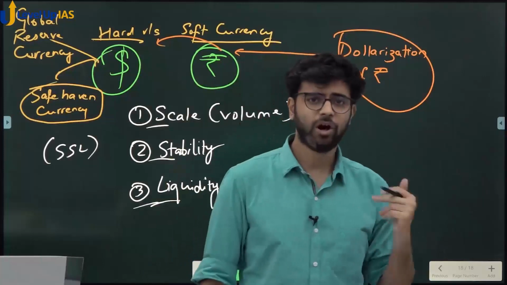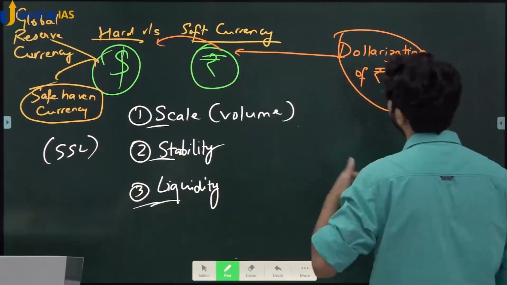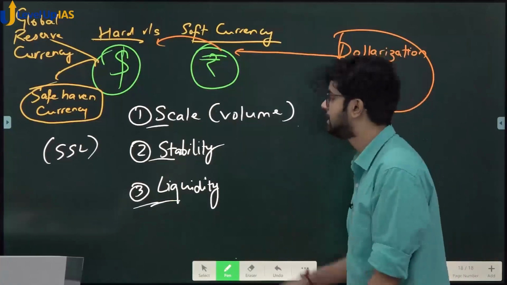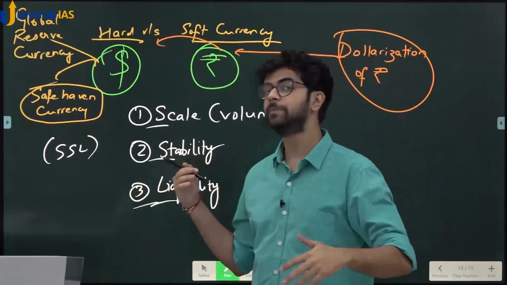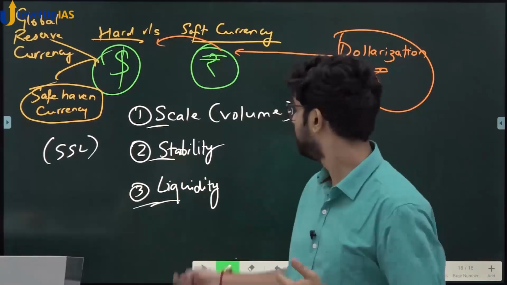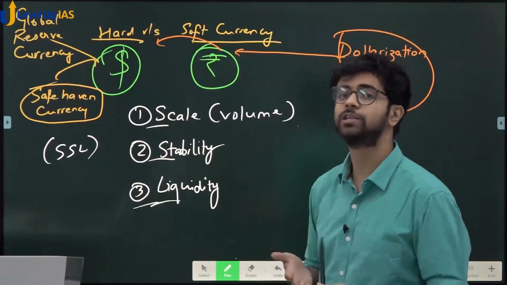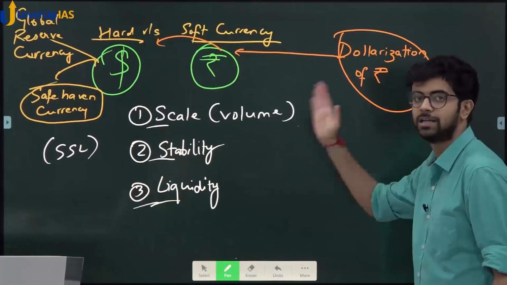So what makes dollars a safe haven currency? What makes dollars a global reserve currency? What makes dollar a hard currency is the scale, stability and liquidity. And how can we make rupee a hard currency, or a safe haven currency, or dollarize rupee, or make rupee a global reserve currency? Scale, stability, liquidity.